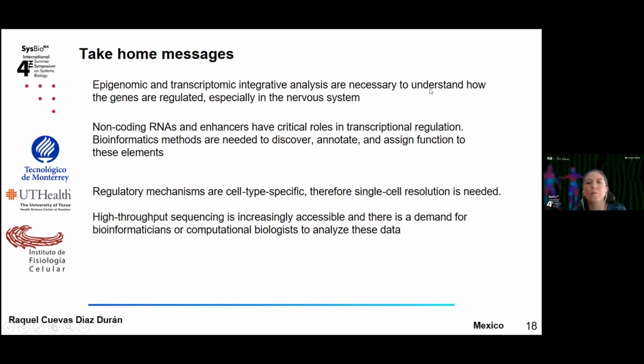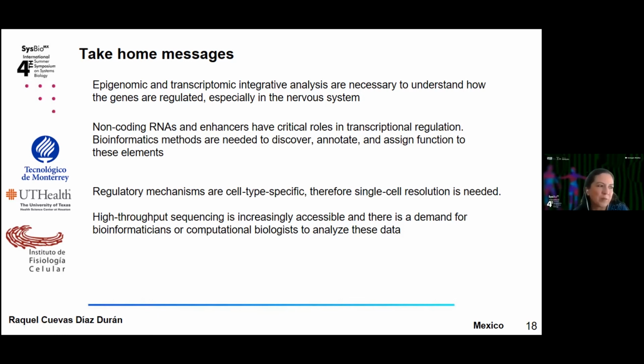How is the chromatin being remodeled? What are the histone modifications that are taking place? What are the regions of the DNA that are becoming methylated? This is also important in neurodegenerative diseases, because it has been demonstrated that hypomethylation or hypermethylation may be driving many of these diseases. And also non-coding RNAs, and not only long non-coding RNAs.